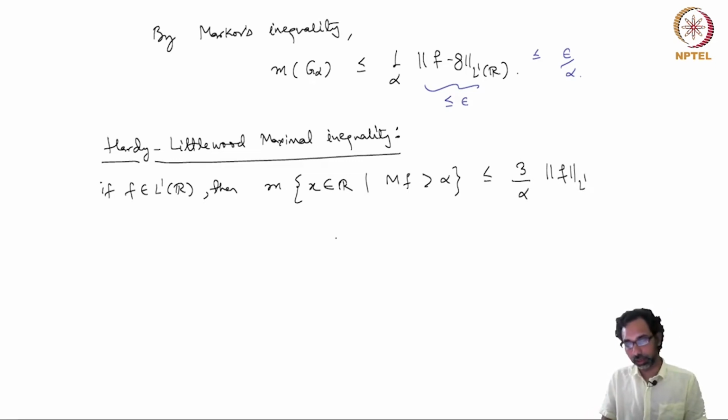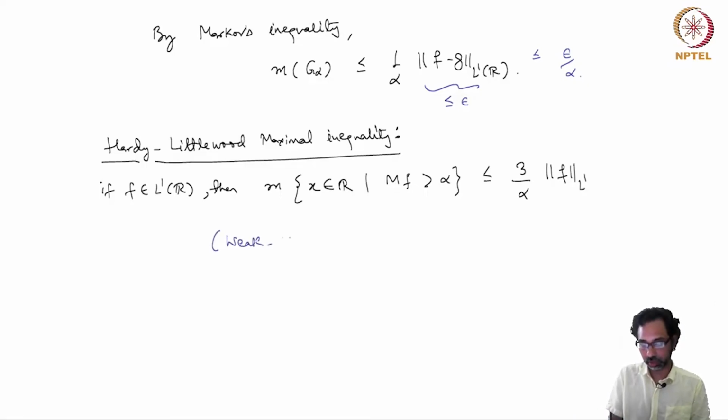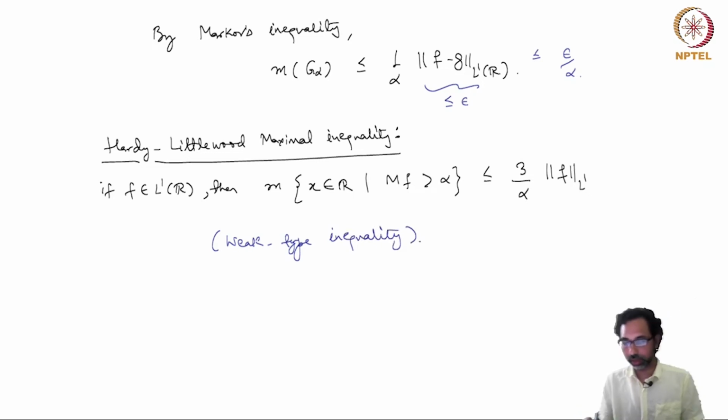So this is a kind of inequality. These are called weak type inequalities, and these are extremely useful in doing analysis when you are trying to measure the variation of this L1 function f when you vary the integral over large intervals, well, the average of the integral values.